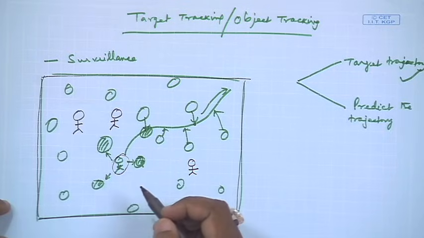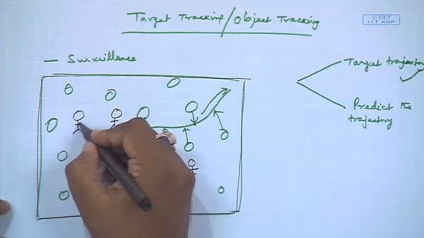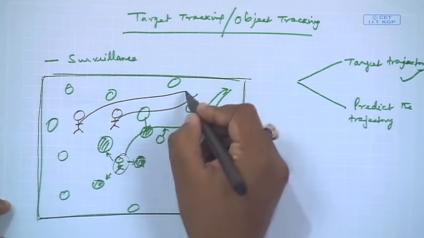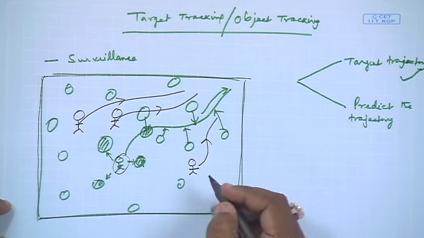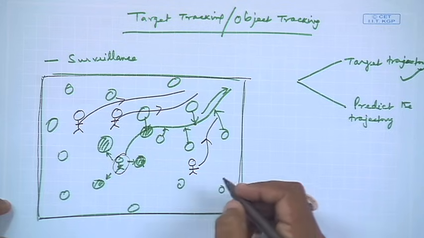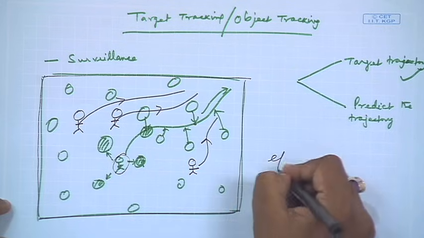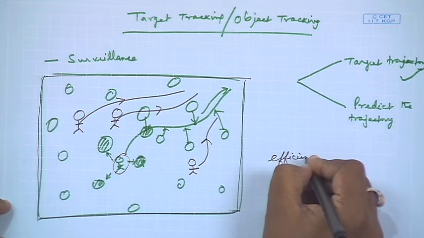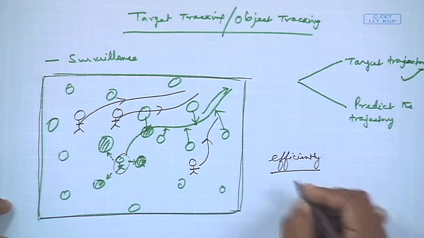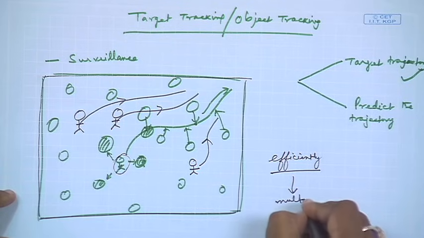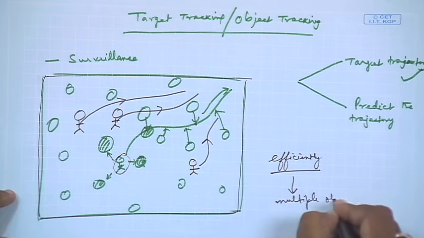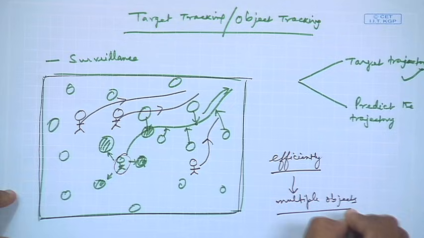For multi-object tracking, one way is that individually you keep on tracking all the other objects as well, but that is not efficient. So, the problem is how to efficiently track multiple objects in a terrain.